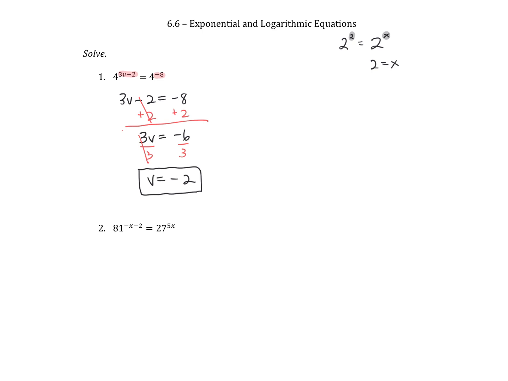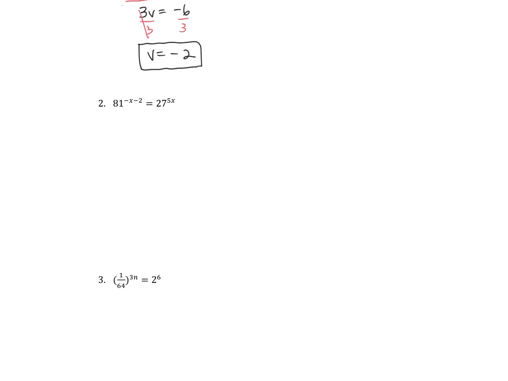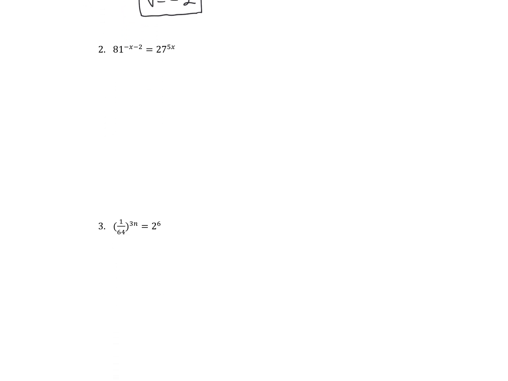Okay, so number 2. Same direction, solve. So we have one base on each side. On the left-hand side, we have 81 as the base, and on the right-hand side, we have 27 as the base. Those are not the same. However, look to see if both of these can be rewritten in the same base. So in other words, 81 is 3 to the 4th power. 27 is 3 to the 3rd power. So I could rewrite those in that way.